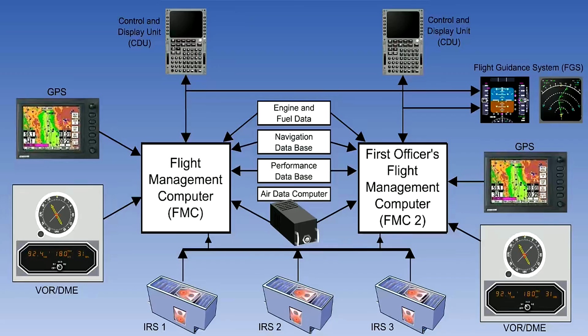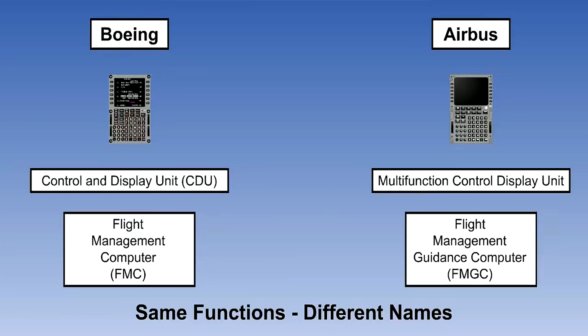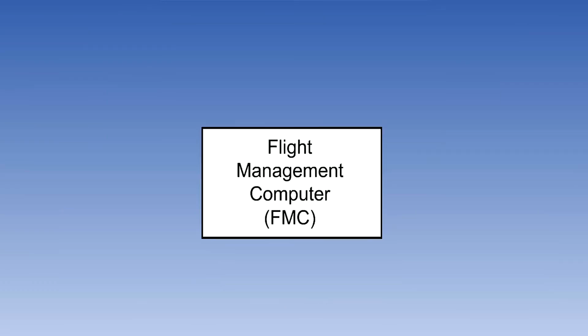FMCs can vary considerably from manufacturer to manufacturer and type to type. The system architectures can be different and different manufacturers often use different names for the same basic components. This makes it difficult to generalize about them, and the details of any particular system will be studied during your type conversion. However, they all contain the following basic subsystems.